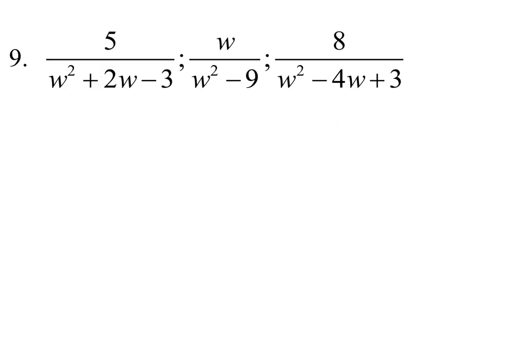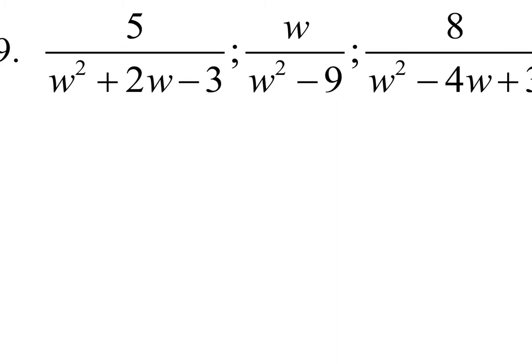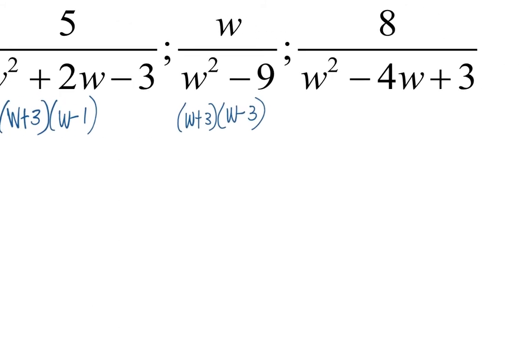So I want to factor these denominators. Factors of -3 that add to give you 2 would be w plus 3 and w minus 1. They multiply to give you that -3. They would add together to give you that 2. On the w squared minus 9, that's a difference of squares, so we can factor that into w plus 3 and w minus 3. Just a plus and a minus, and we took the square root of the w squared and the square root of 9.